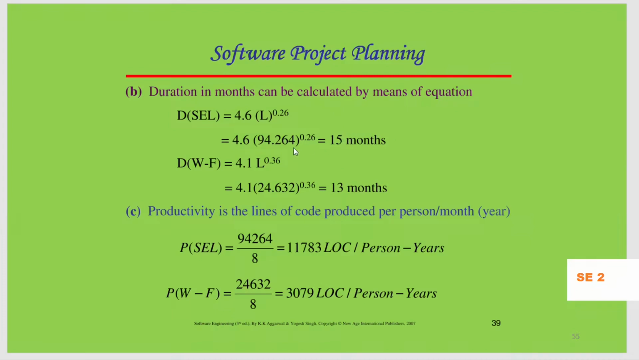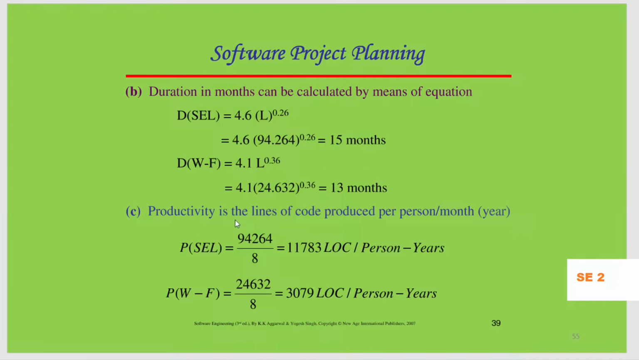14 point something. Okay, for Walston and Felix, we have the formula of 4.1 times L, which is in thousands, raised to 0.36. So, equals to 4.1 times 24.632 raised to 0.36, or approximately 13 months. So, this is the difference between the SEL and WF equation. 15 months here, 13 months there. That's when the project will finish.